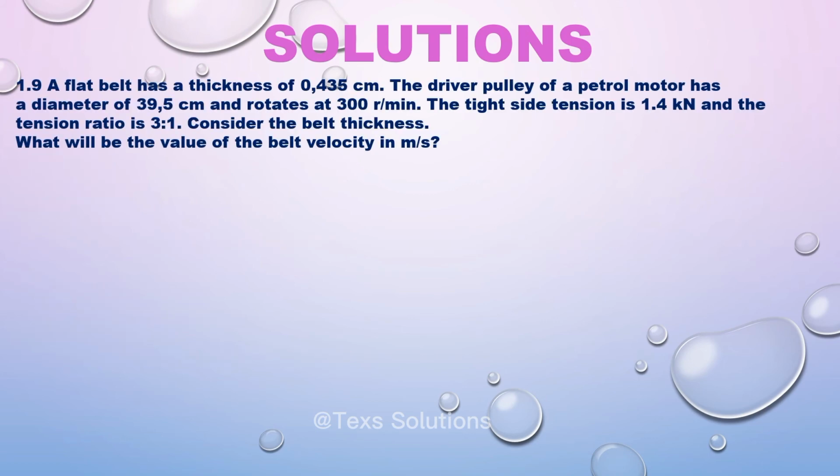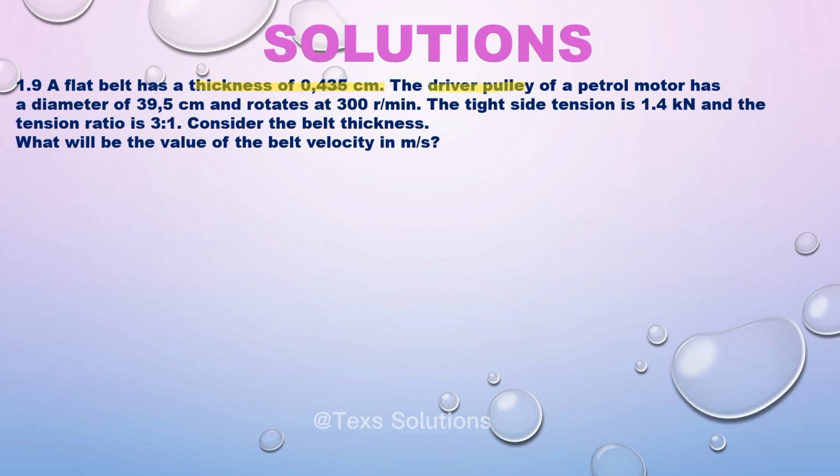Next question, a flat belt has a thickness of 0.435 centimeters. So this is now different. We are still dealing with the belt drive or a pulley system, but we now have a thickness. When a thickness is added to the belt drive, it's going to affect the speed of the belt drive, and the belt drive is now going to have what is known as an effective diameter. Remember, when a belt has a thickness, we are dealing with the effective diameter.